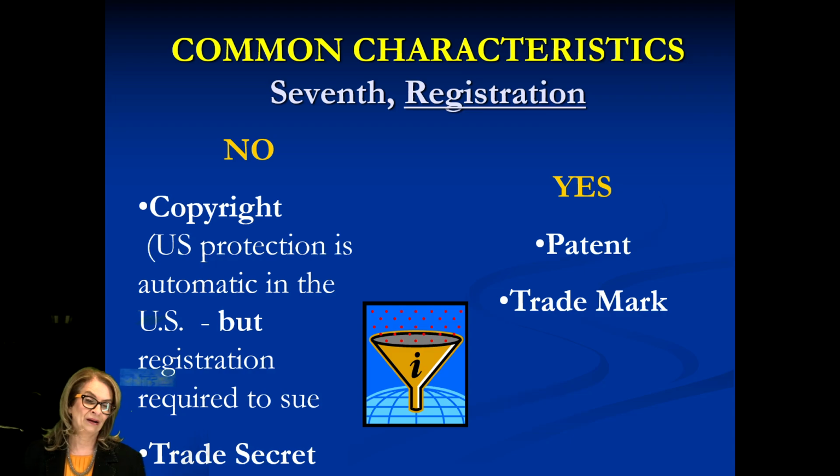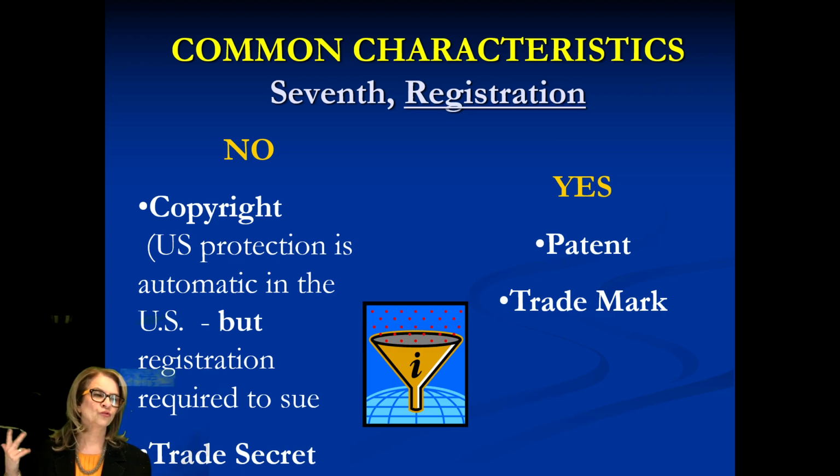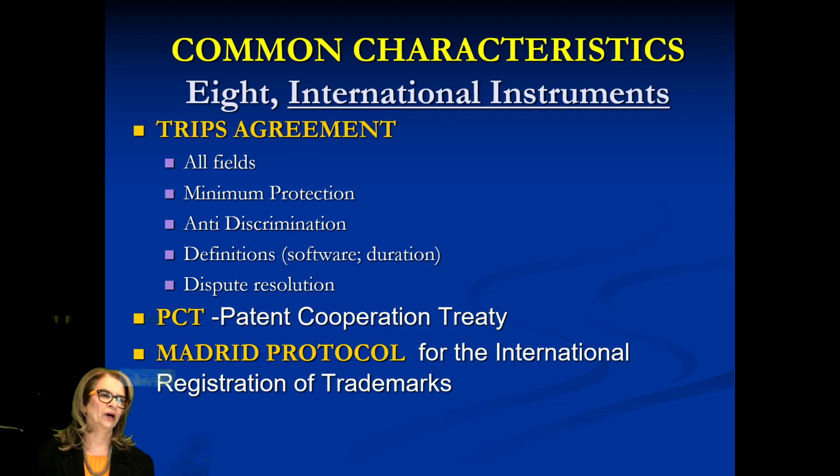Trade secret, you don't have to register, and it can last forever as long as it's kept secret. Patent, you must register in order to get a patent. Trademark is different, because you can use a trademark and then, under some criteria, it becomes a trademark. But it's better to register the trademark, because it gives the owner better and stronger rights to sue others.